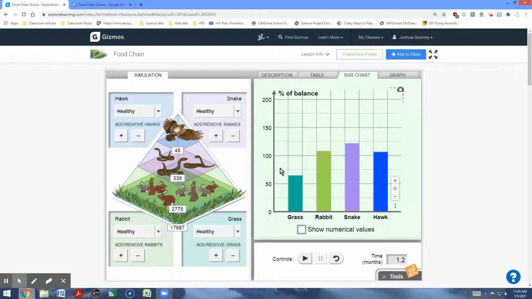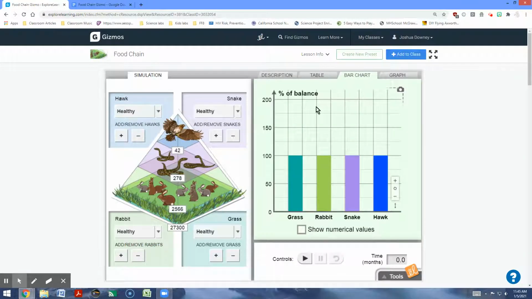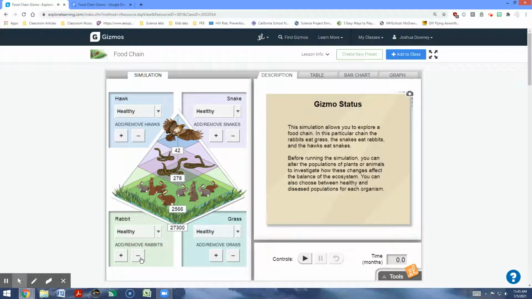Snakes increased. Hawks increased. So we can see that grass actually decreased. Our result was a decrease. Snakes was an increase. Hawks was an increase. So let's go through and reset this. And we will look at halving it.